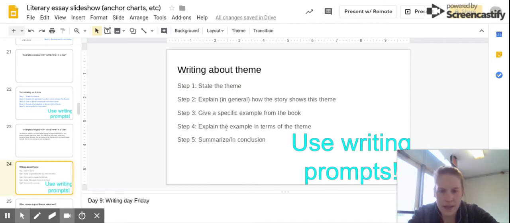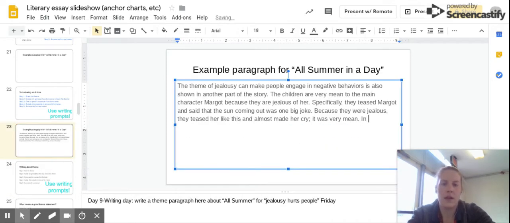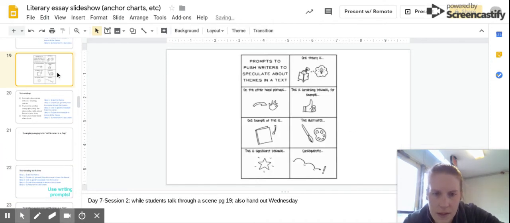And then my last sentence, summarize in conclusion. In conclusion, the children's jealousy made them treat their classmate negatively.